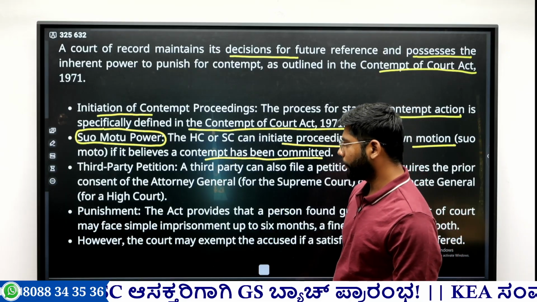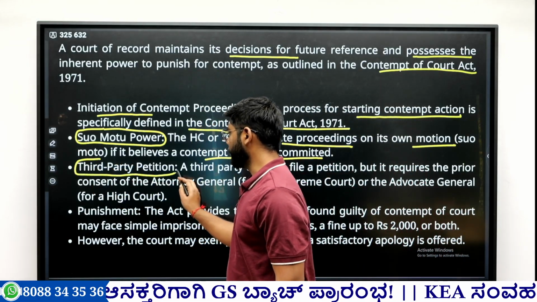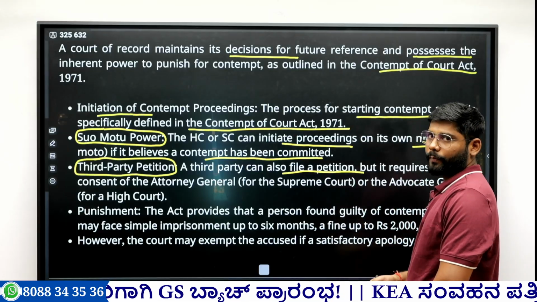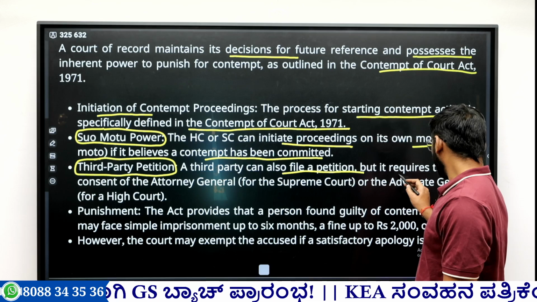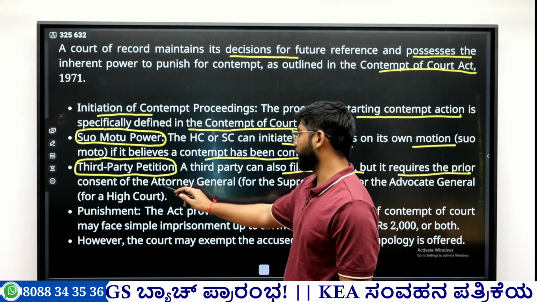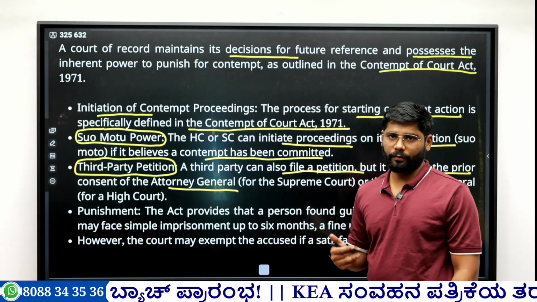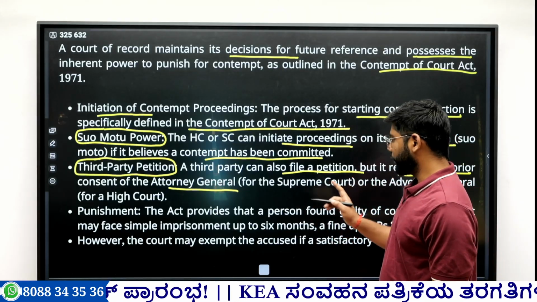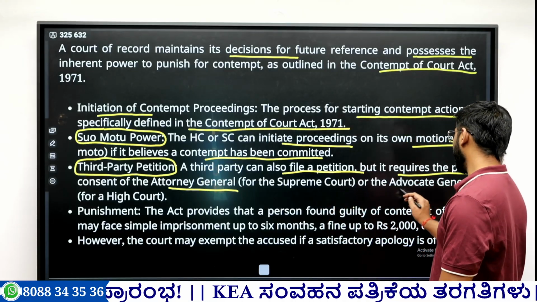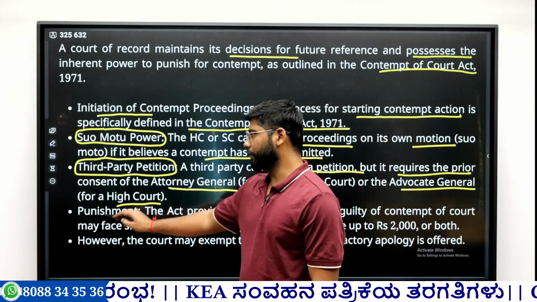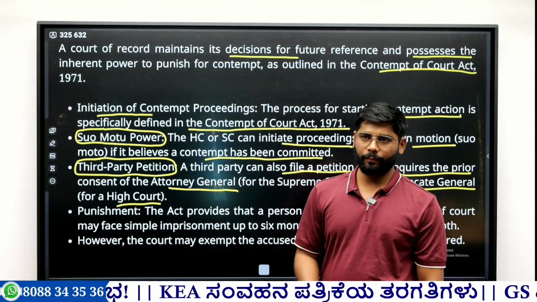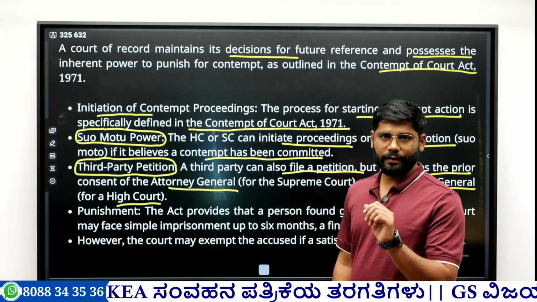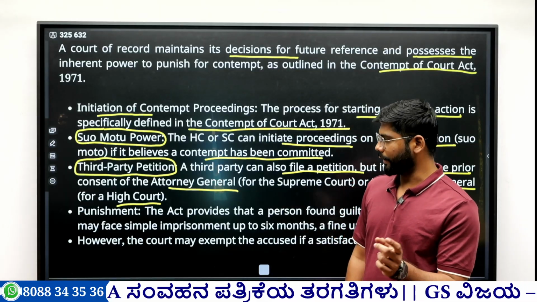So there is suo motu power, and there is a third party petition. The third party can also file a petition, but it requires the prior consent of the Attorney General of India. So if a third party is filing a petition that there has been contempt of court, that time they need the consent of the Attorney General of India for the Supreme Court and the Advocate General for the High Court. Okay, so this is important. When a third party files the petition for contempt of court, it needs the consent of the Attorney General in case of the Supreme Court and the Advocate General in case of the High Court.